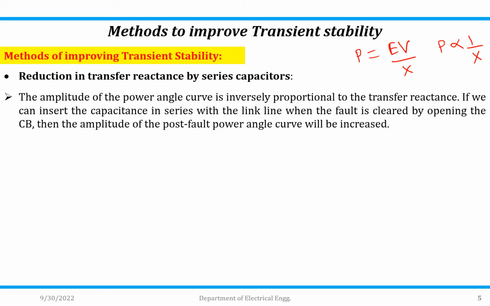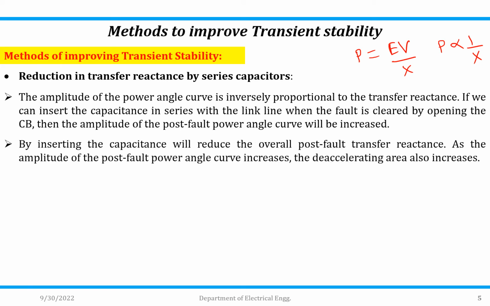Let's discuss this in the next slide. Inserting the capacitance will reduce the overall post-fault transfer reactance, because we know that when we are inserting capacitance, we are inserting minus jXC. So if this is XL, and you are inserting minus jXC, then the effective denominator will be reduced and your power transfer capability will be improved. Now, as the amplitude of the post-fault power angle curve increases, the deaccelerating area also increases.